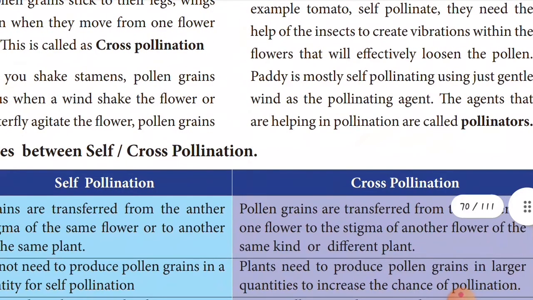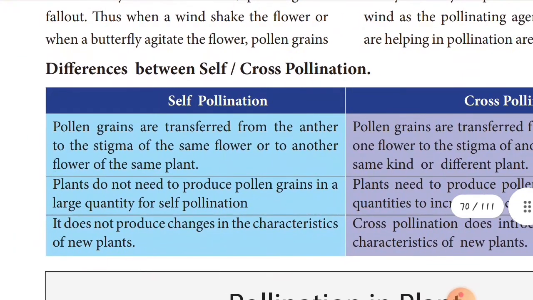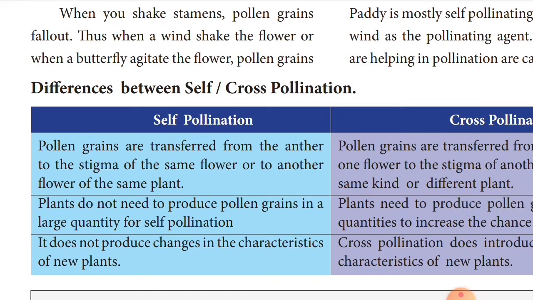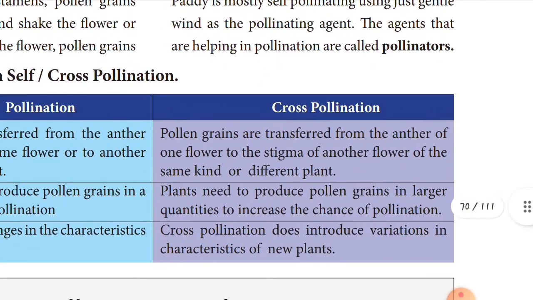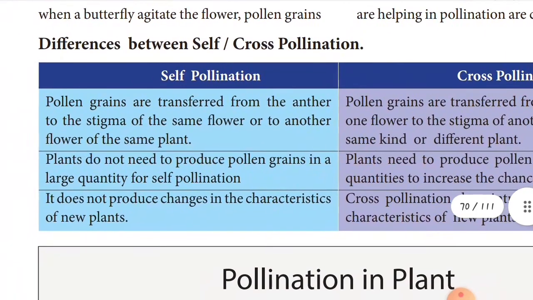Okay, and see here the differentiation between self pollination and cross pollination. See here, children, self pollination: the pollen grains are transferred from the anther to the stigma of the same flower or to another flower of the same plant. That is called self-pollination. Cross-pollination: pollen grains are transferred from the anther of one flower to the stigma of another flower of the same kind or a different plant. That is called cross-pollination.